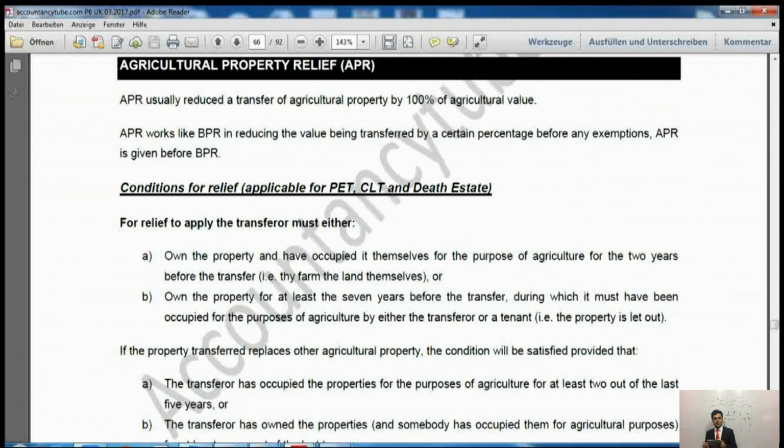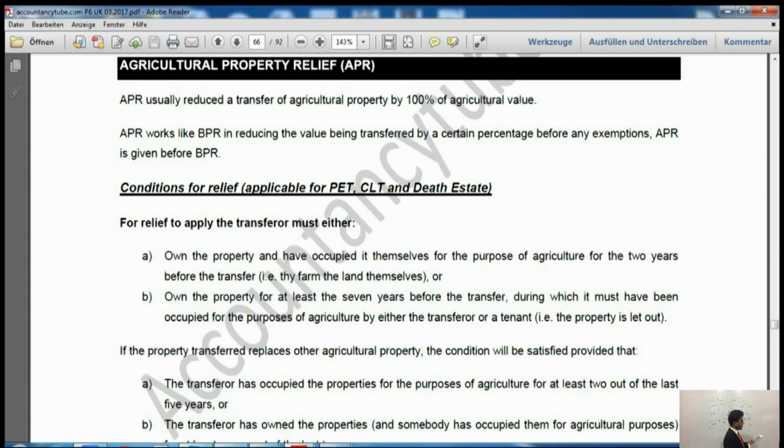Now, one important point in agricultural property relief is that 100% relief will be available on agricultural value. It won't be on market value. Please make sure you write it down somewhere, because in the questions, normally what the examiner does is he gives you two values. One is market value and the other one is agricultural value. Please make sure when giving the relief, you take the agricultural value of the land or whatever, but do not take the market value. If you take the market value, then the answer would be absolutely wrong.